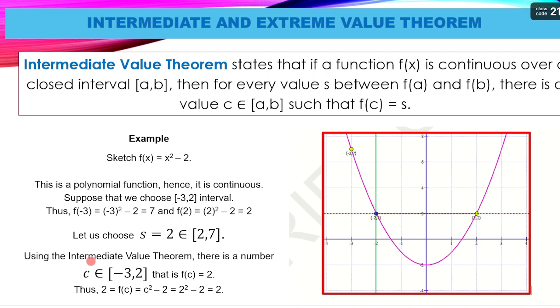So, using the intermediate value theorem, there is a number C, an element of the interval negative 3 and 2, such that f of C is equal to 2. Thus, 2 is equal to f of C, which is C squared minus 2, which is equal to 2. So, that's the idea of the intermediate value theorem. Okay? Do you have any question for this? Hearing none, let's move forward.